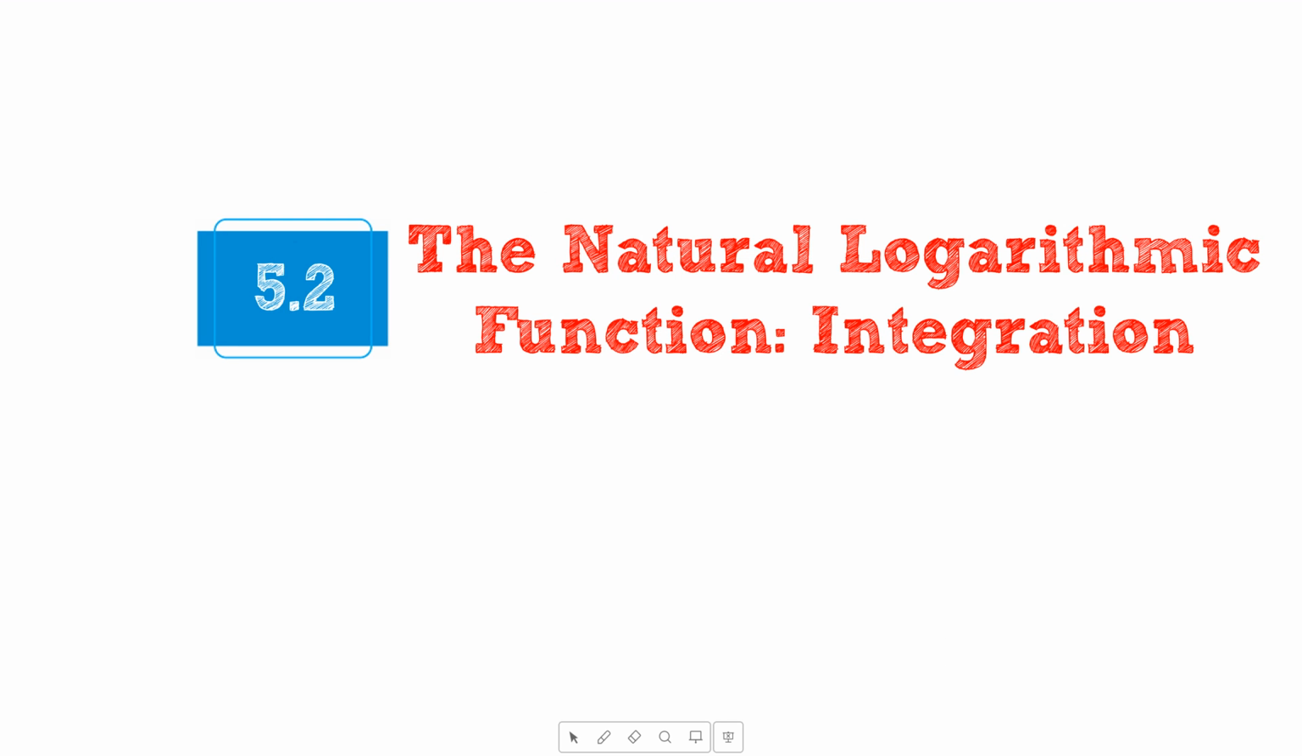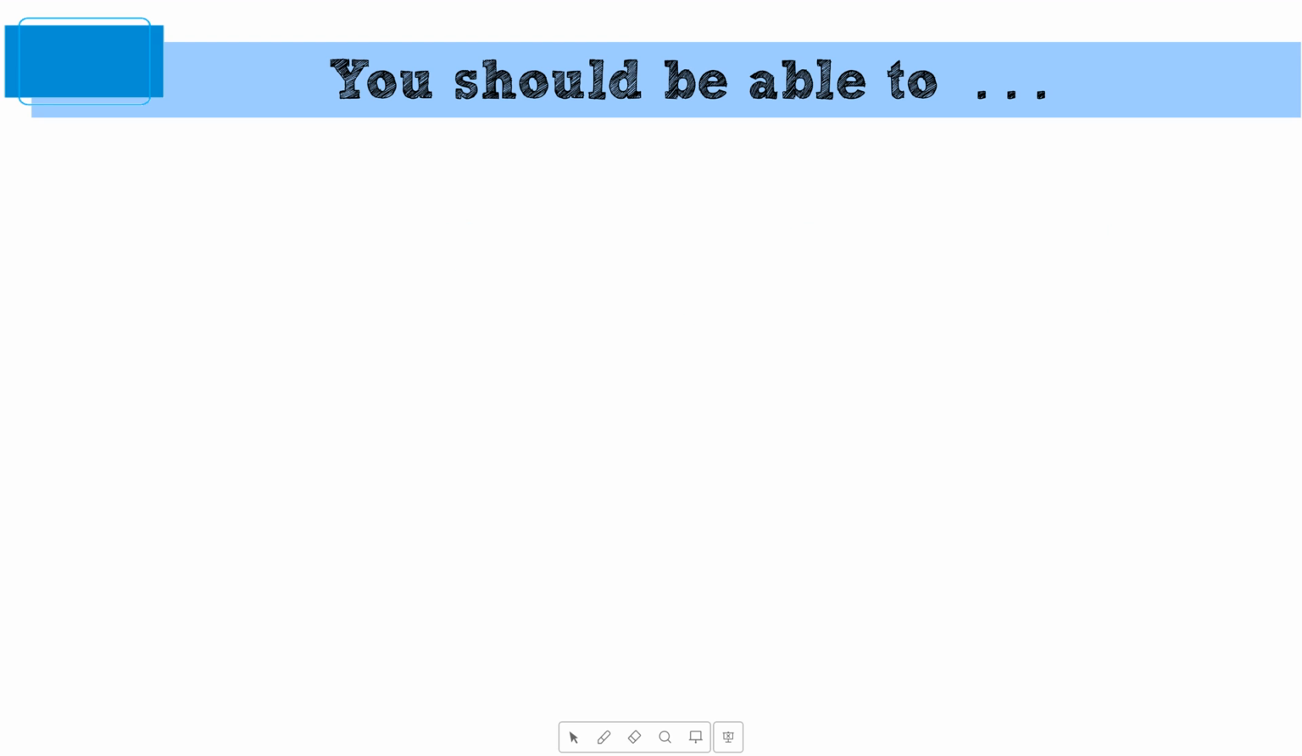So, exact same title, except it's a 5.2 instead of a 5.1, and instead of derivatives, we're doing integration.